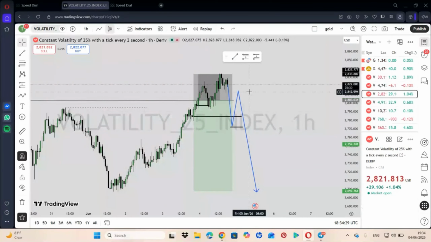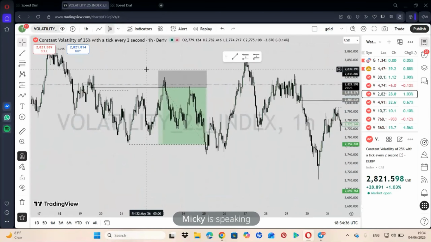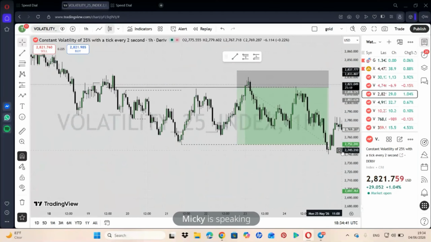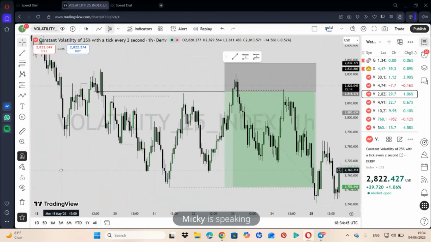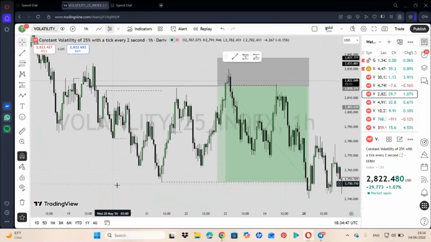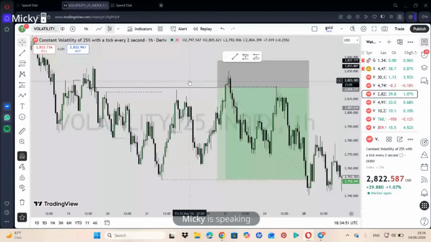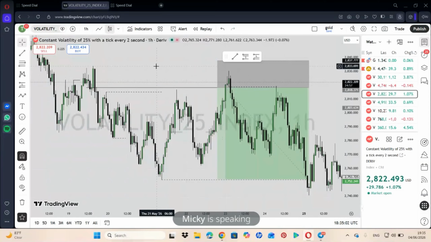All right, let me just do one more so that you guys can really understand what I'm talking about. We have another trade here. Showing you this one is going to make me go down to the lower time frame, which I don't really want to do.